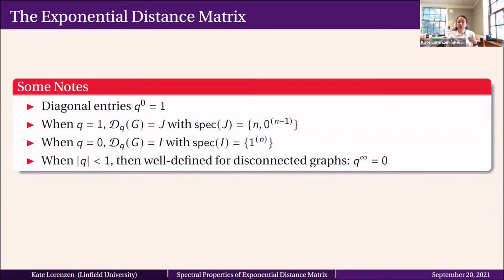Some things to note about this matrix. First, all of our diagonal entries are going to be 1, since anything raised to the 0th power is 1. If I let q equal 1, then this is going to turn into my all ones matrix, which has very well-known spectrum. And if I let q equal 0, then this is going to turn into my identity matrix, which also has well-known spectrum. And finally, if I let the modulus of q be less than 1, then this is actually going to be a well-defined matrix for disconnected graphs, since then q raised to the infinite power is going to be equal to 0.